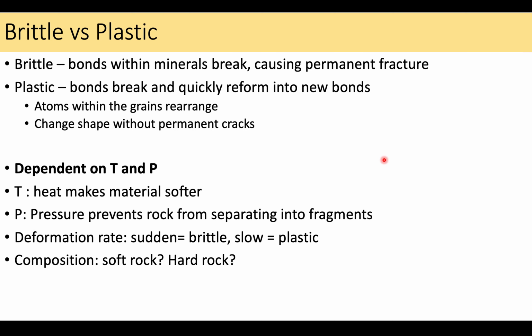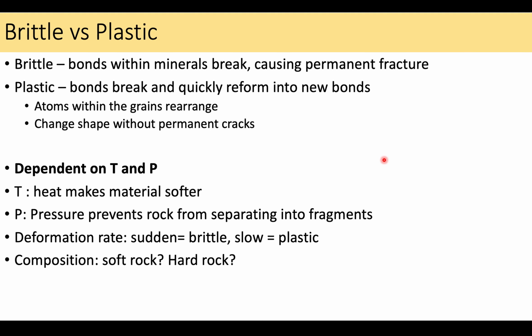So with our brittle fracturing, the bonds within the minerals are actually breaking, so that's causing a permanent fracture, a crack in the rock. With plastic deformation, the bonds break, but they're quickly reformed into new bonds. So the atoms within the grains can actually rearrange, so it can change shape without any permanent cracks. So it's really just dependent on temperature and pressure if you're going to have brittle versus plastic.